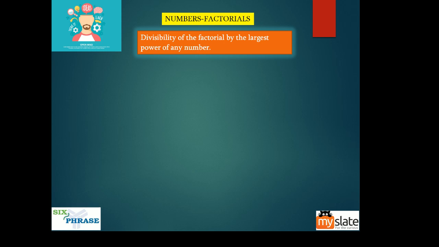Divisibility of the factorial by the largest power of any number. Just try to understand what they're trying to say. They're just putting it in a different way. It is a very easy thing. What they're trying to say is divisibility of the factorial by the largest power of any number. For example, which largest power of 7 can divide 350 factorial? That is their question. They are asking what is the largest power of 7 which can divide 350 factorial. Before we move on to this, I'll ask you a simple question.